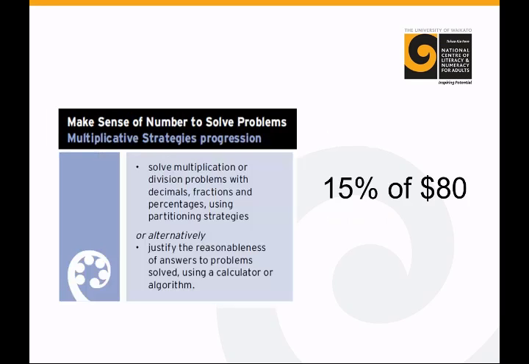And when we look at where we need them to be, able to calculate 15% of 80, for example, we can see that this is pretty much at step 6: solve multiplication or division problems with decimals, fractions and percentages using partitioning strategies. And in the workshop we've talked a fair bit about partitioning strategies, how they worked and so on. The main thing here is you can see there's a discrepancy between the current skills of the learners and what skills they're going to need in the workplace.